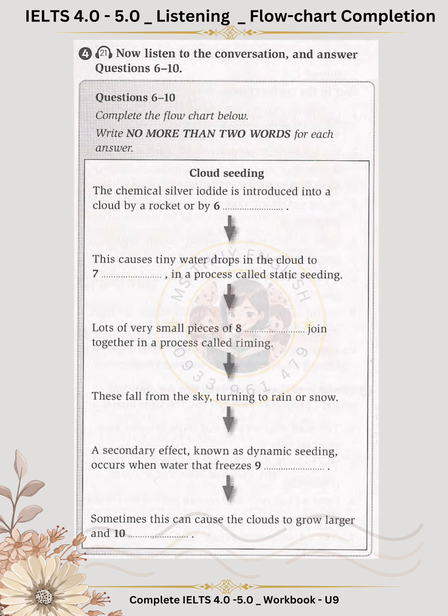What happens next? Next, there's a process called riming. R-I-M-I-N-G. That's when the ice particles join up to form bigger pieces of ice, and when they're heavy enough, they fall from the sky. Good. And then? Well, as they fall, they turn to rain or snow. And, well, that's it, isn't it?